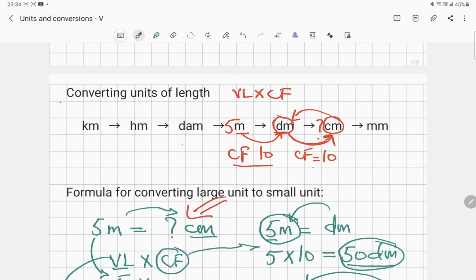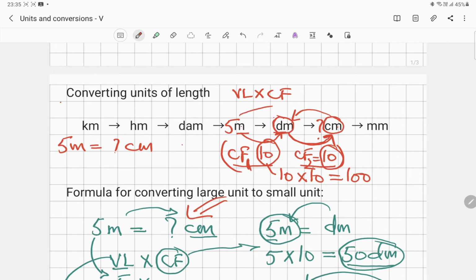So these are the conversion factors for this particular step. Now, in order to solve 5 meters is how many centimeters, rather than performing 2 steps, we can do 1 simple step. You simply multiply the 2 conversion factors, because you have to convert from meter to centimeter. There is conversion factor 1 here, conversion factor 2 here, 10 and 10. So we multiply both of them, 10 times 10, and we get 100. This is our conversion factor for meter to centimeter.